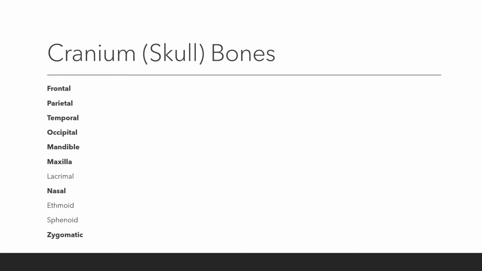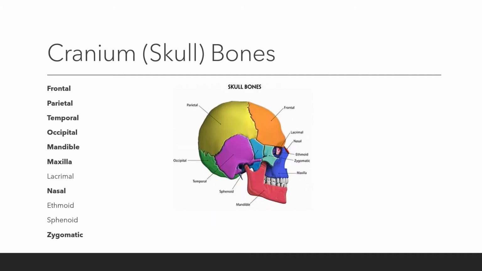Now let's look at the cranium. We will look at the bones of the cranium. So let's look at the side view. You can clearly see the frontal bone, the parietal bone, the temporal bone, the occipital bone, the mandible, the maxilla. And the maxilla forms the center portion of your face.